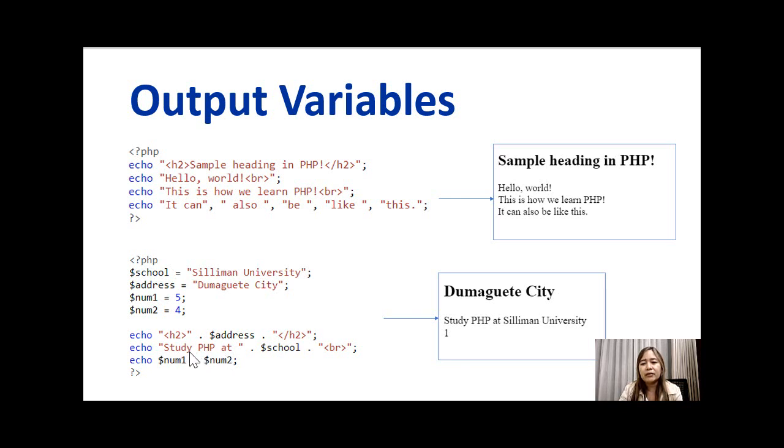So it will display "study PHP at", and then the value of school, which is Silliman University, and then the break. That's why the cursor moves to the next line and displays the result of your num1 with an initial value of 5 minus num2. So 5 minus 4 is 1, and that's why you display 1 here on the last line of this code. I want you to try out these examples. Pause your video and make sure that it works as expected.